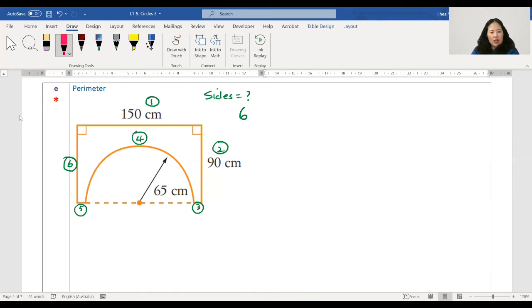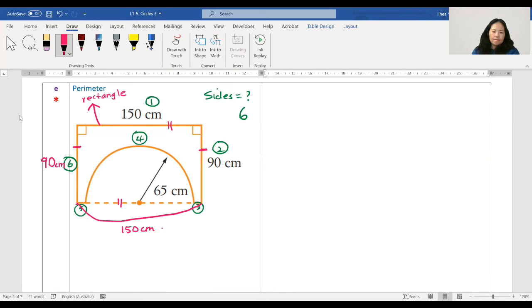This shape outside here is a rectangle. That means this side is the same as this one, so this is going to be 90 centimeters. Now the top one is the same as the whole lot here, which is 150 centimeters. Okay, so that's not too bad. So that's the same as that.